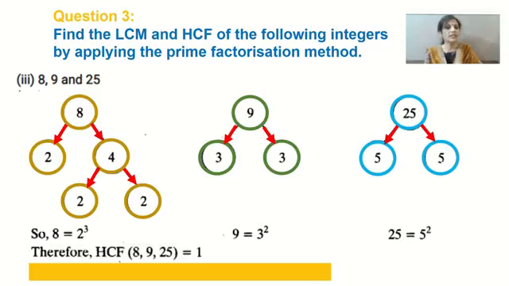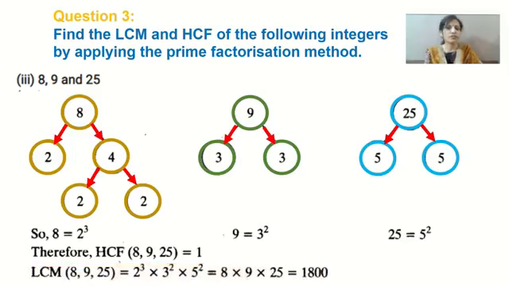And what about the LCM? Now the least factor is 2. Its highest power is 2 raised to 3. So 2 raised to 3 into 3 raised to 2 into 5 raised to 2, that is the LCM, and that is 8 into 9 into 25, and the product is 1800. Alright, children, I will explain to you one very easy method to find out the LCM of three composite numbers without prime factorization, but that in the next video lesson.